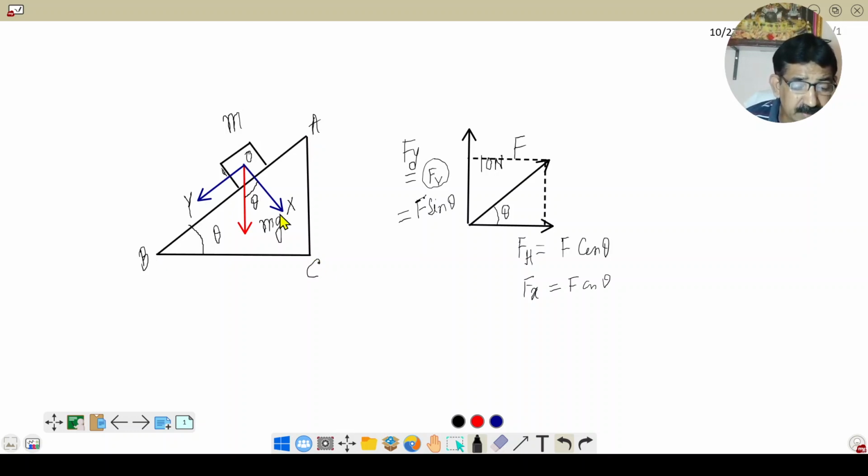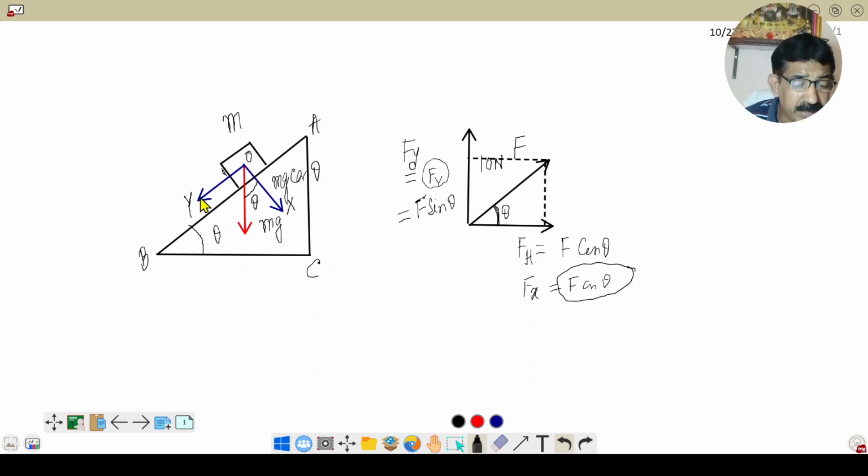Now OX is perpendicular to AB, and the red line is perpendicular to BC. So the angle between OX and the red line will be theta, as the angle between AB and BC is equal to theta. It is clear perhaps? Now, when this angle is theta, the other line is equal to F cos theta. So we can say OX represents the force that is equal to mg cos theta.